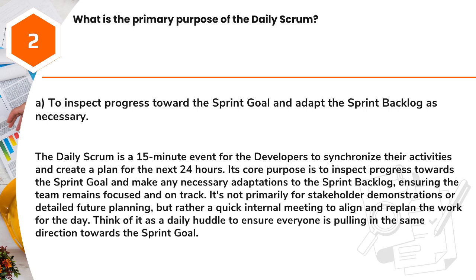The daily Scrum is a 15-minute event for the developers to synchronize their activities and create a plan for the next 24 hours. Its core purpose is to inspect progress towards the sprint goal and make any necessary adaptations to the sprint backlog, ensuring the team remains focused and on track. It's not primarily for stakeholder demonstrations or detailed future planning, but rather a quick internal meeting to align and replan the work for the day. Think of it as a daily huddle to ensure everyone is pulling in the same direction towards the sprint goal.